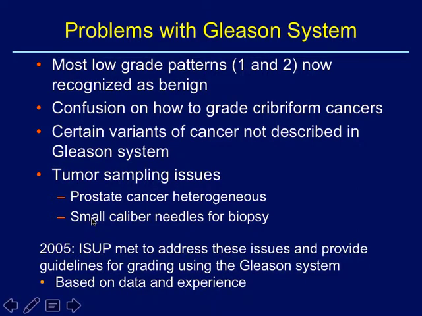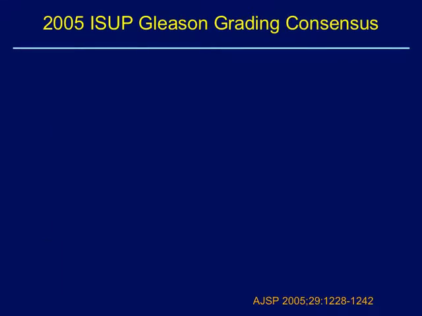So in 2005, the now famous meeting of the International Society of Urologic Pathologists, or ISUP, met to discuss these issues and really provide some guidelines for grading for the community. Now, there's been a lot of talk that this was an attempt to define a new grading system for prostate cancer. It wasn't that at all. It was basically to ask experienced genitourinary pathologists about their experience with the Gleason grading system to provide guidelines accordingly. So it was based on data and experience.